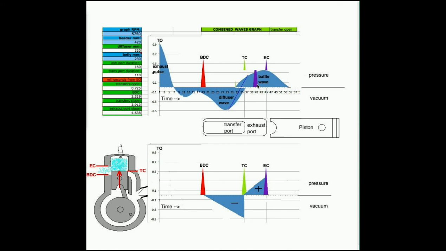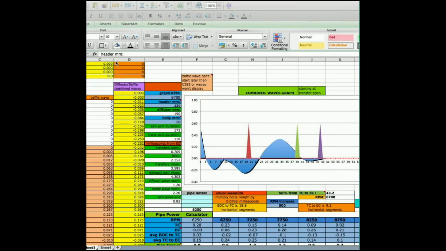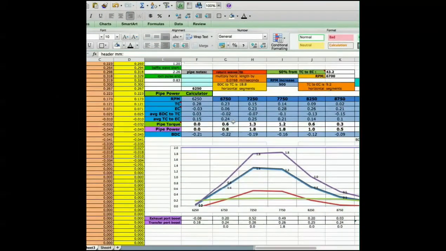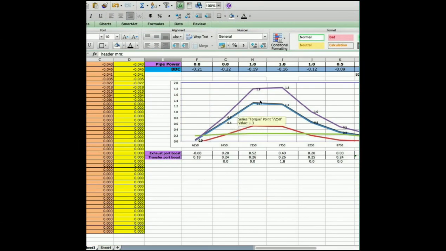So you have to look at the pipe power band, which is what this shows right here, the pipe power band. This one being from 6250 to 8750.